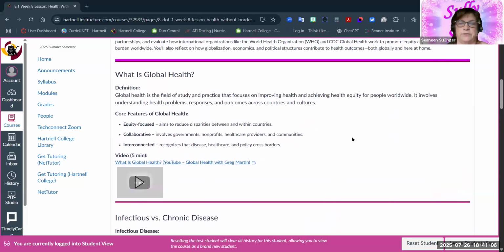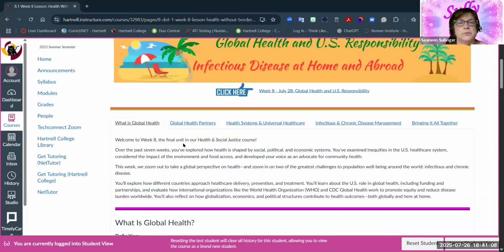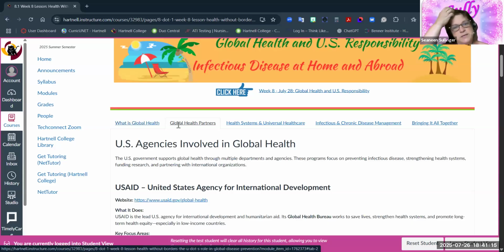Where is it dispersed? How does all that work? So we did mention some global health partners. That's the next part of the lesson. I wanted to give you an idea of specific agencies in the United States that are involved in global health, as well as worldwide agencies.